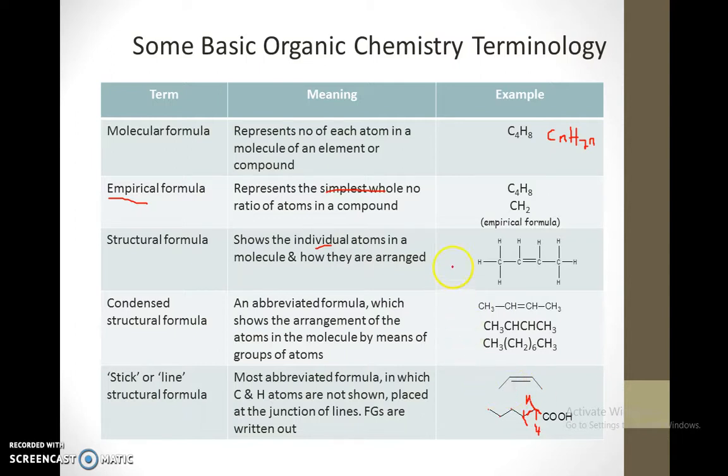If you notice here, this comes from the structural formula. Each dot here represents a carbon: 1, 2, 3, 4. There is a double bond between the second carbon and the third carbon. Same with this one, between the second and the third carbon.